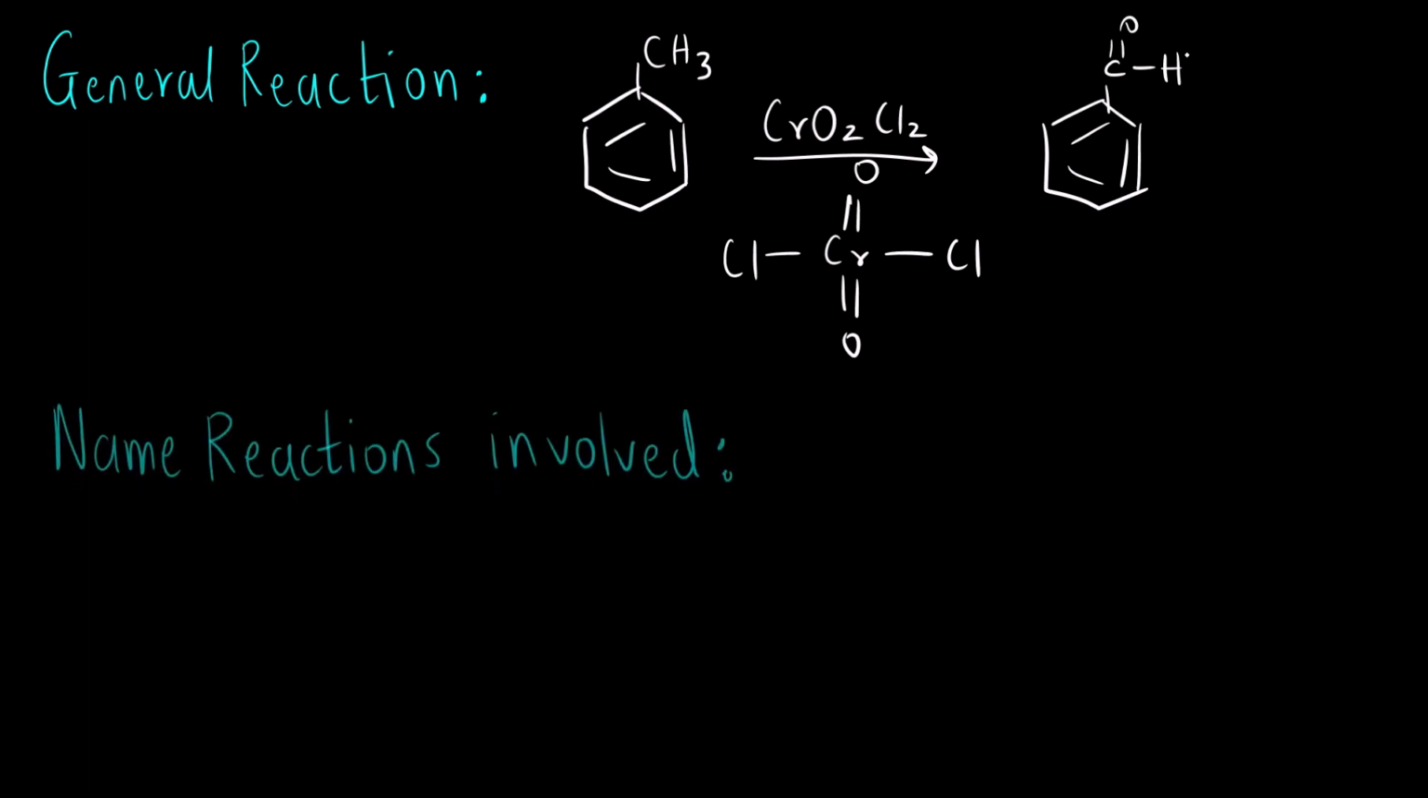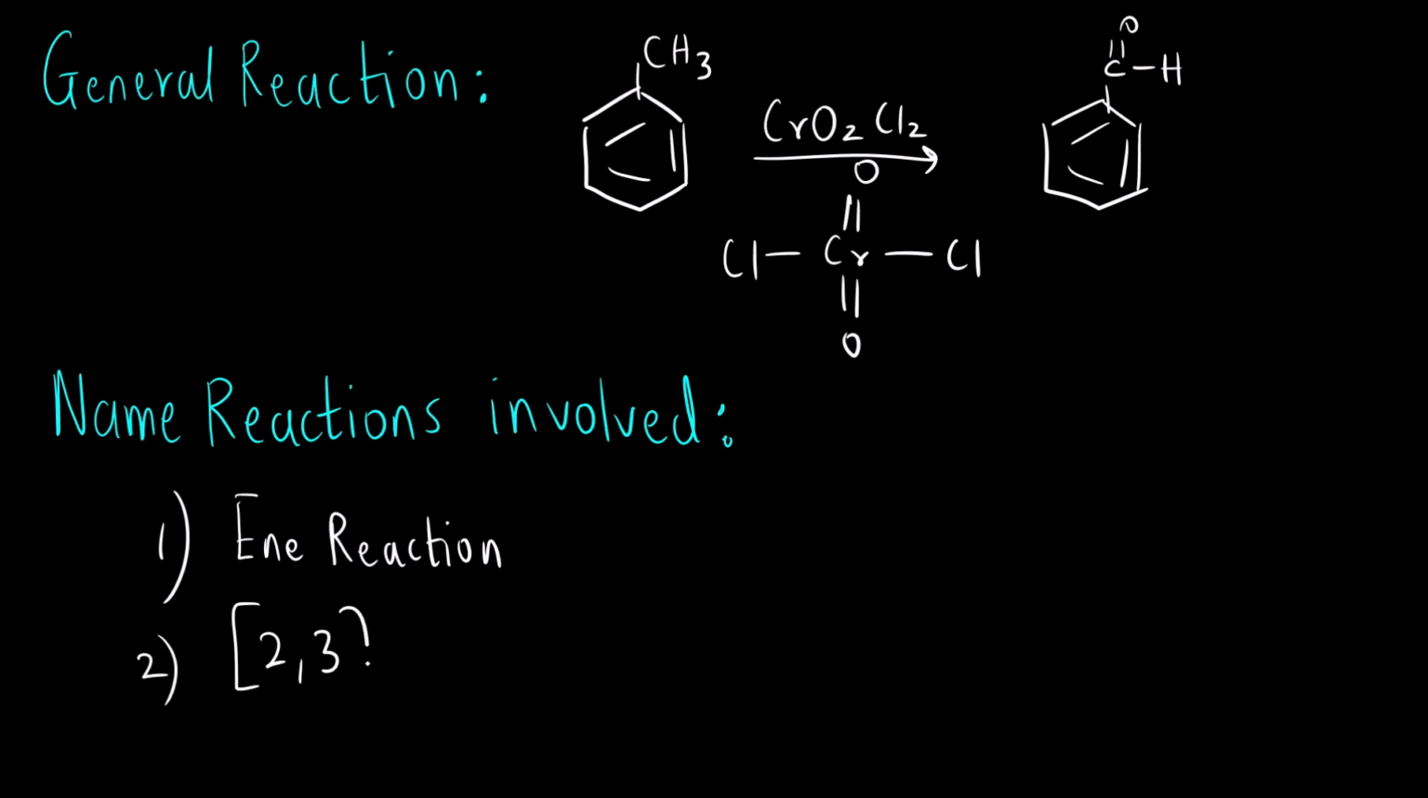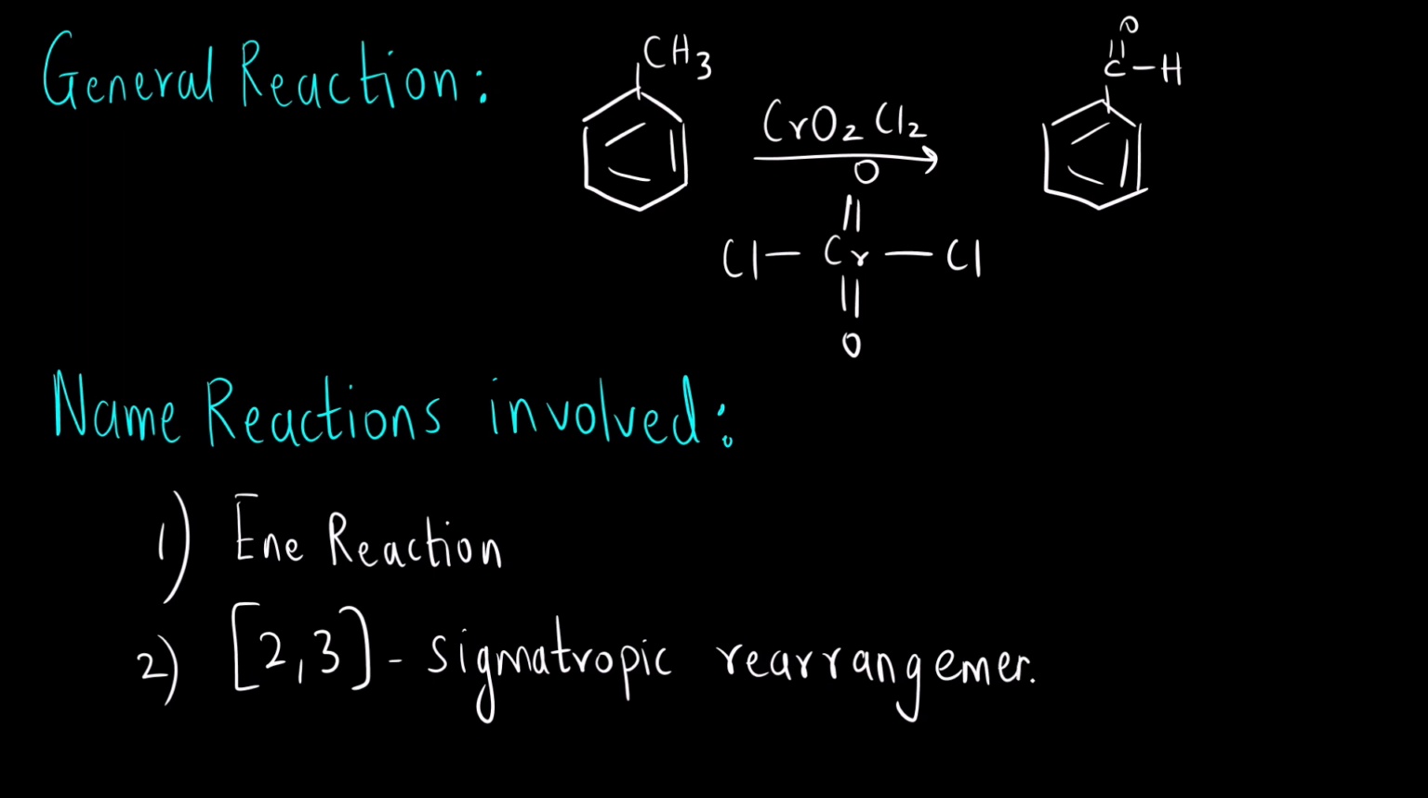So this reaction looks very simple, but the mechanism, if you see, is not that simple. In the mechanism itself, there are two other name reactions involved. One is called the ene reaction, and another is called the 2,3 sigmatropic rearrangement. So these two are the name reactions that are involved in the mechanism of the Etard reaction. These two reactions we study in the chapter on pericyclic reactions. So now let us see the mechanism of this reaction.